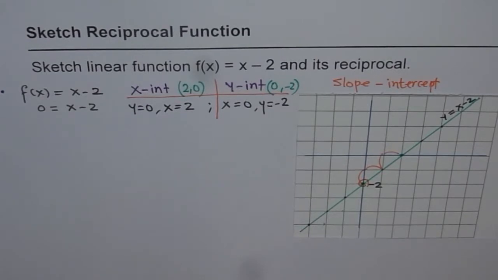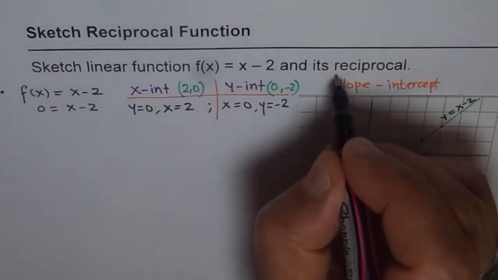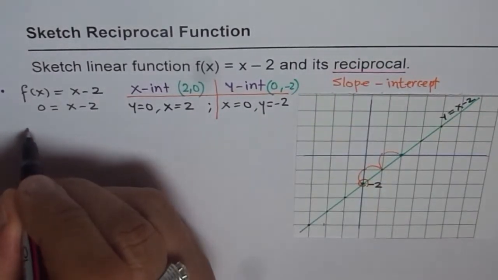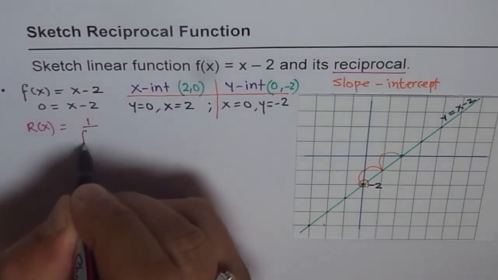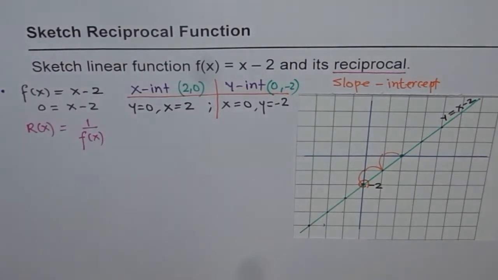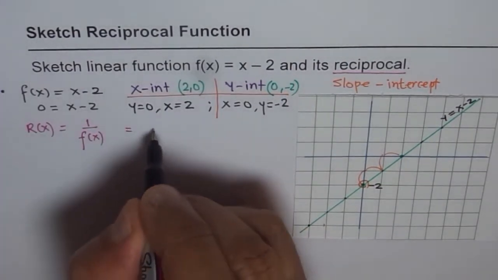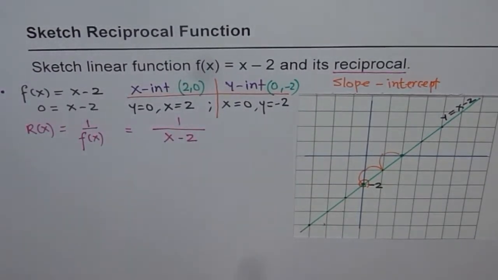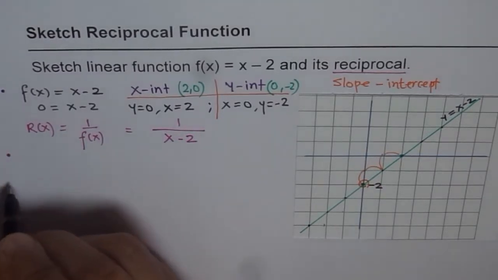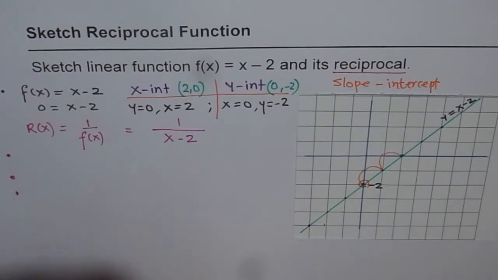The main part here is, of course, to sketch the reciprocal of the function. So now let us understand how to sketch the reciprocal. If we say r(x) is the reciprocal of the function, that means 1 over f(x). We can write this as 1 over (x - 2). That becomes the reciprocal of the function. Now we'll look into a few critical things to sketch this function.